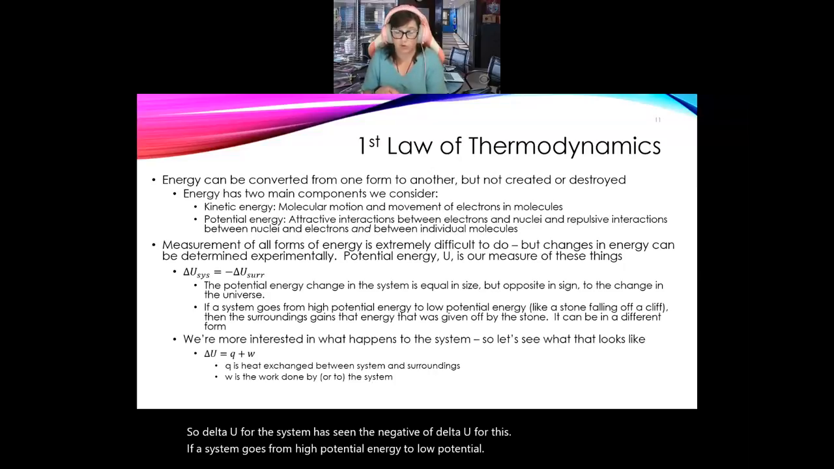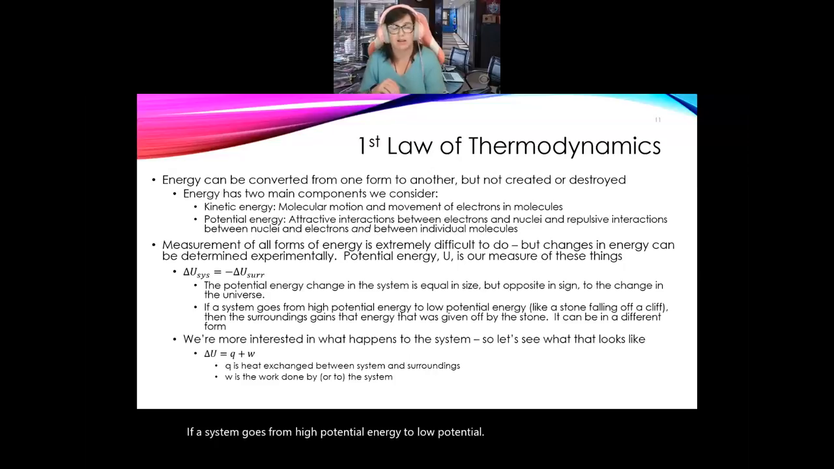It can be in a different form. It doesn't have to be the same kind of energy. Here, we're more interested in what happens to the system. So let's see what that looks like. Our potential energy is equal to Q plus W. Q is the heat exchange, and W is the work. All right, so the potential energy is going to be based on heat and work.